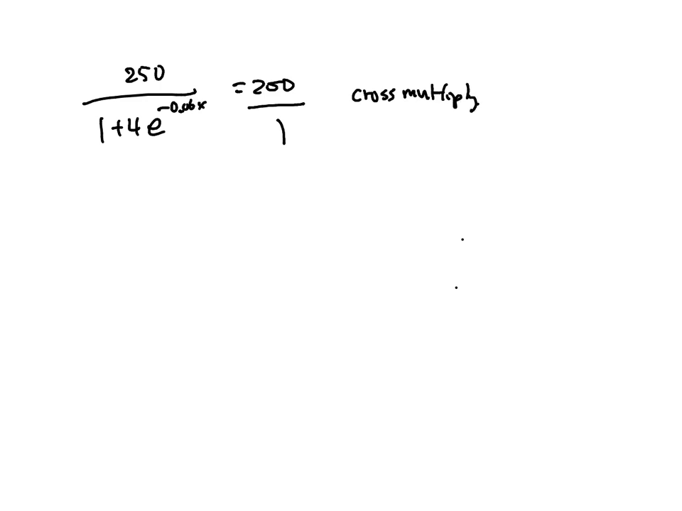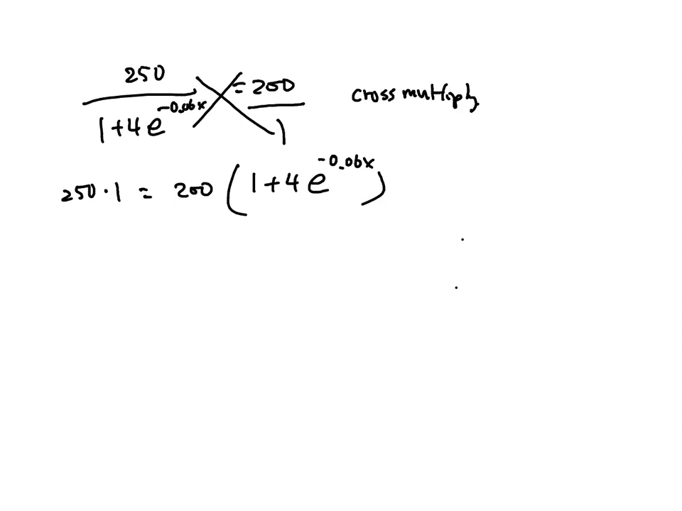And if I do that, I get 250 times 1 equal 200 times (1 plus 4e^(-0.06x)). Now, if you want, feel free to distribute. I think most people would do that. So you get 250 equal 200 plus 800e^(-0.06x).